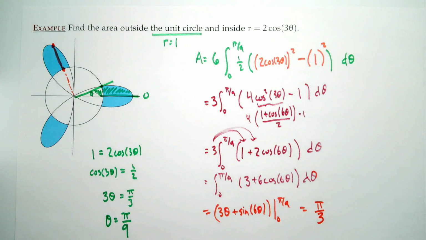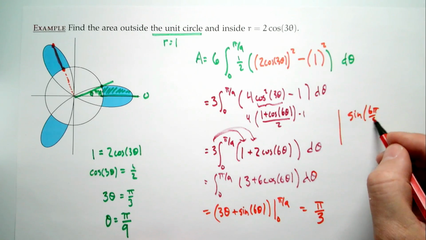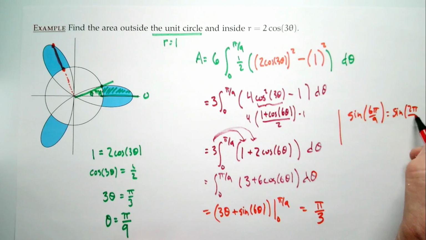Sine of 6 pi ninths. Well, we have to think for a second. 6 pi ninths. What's another way to think of that? So sine of 6 pi over 9 is the same as sine of 2 pi over 3. All right. What is sine of 2 pi thirds?